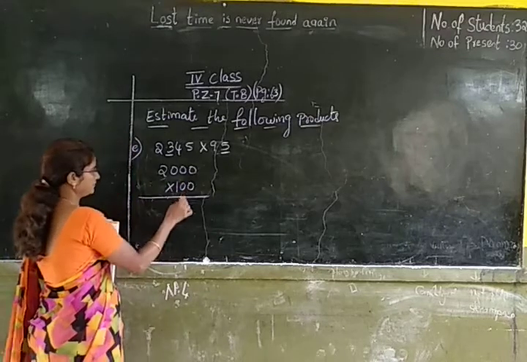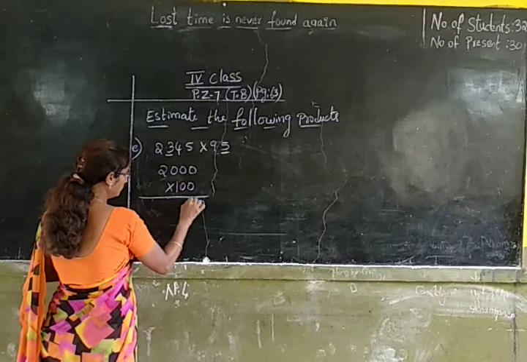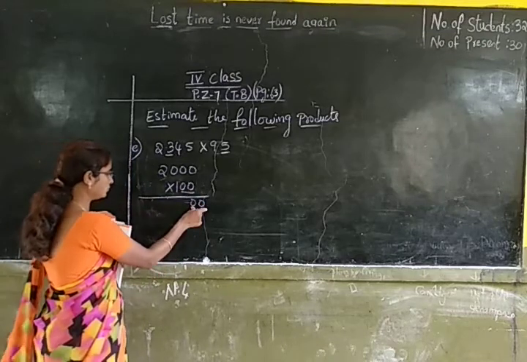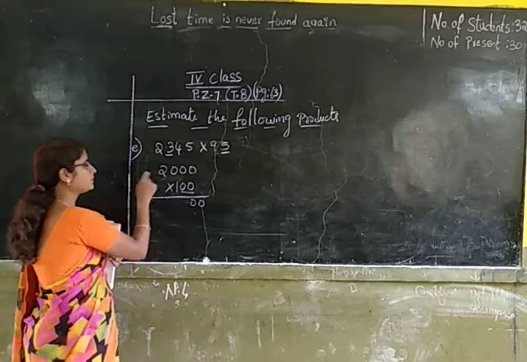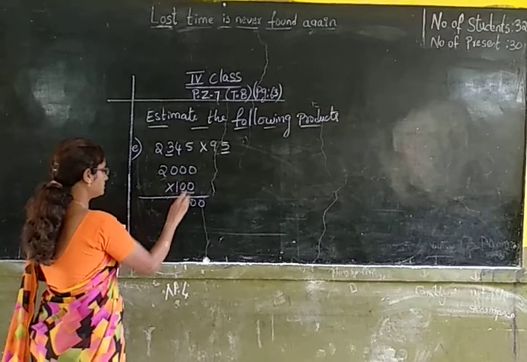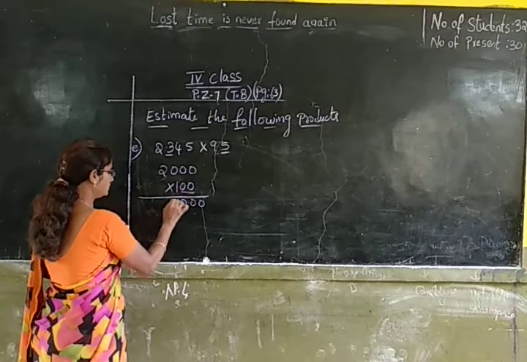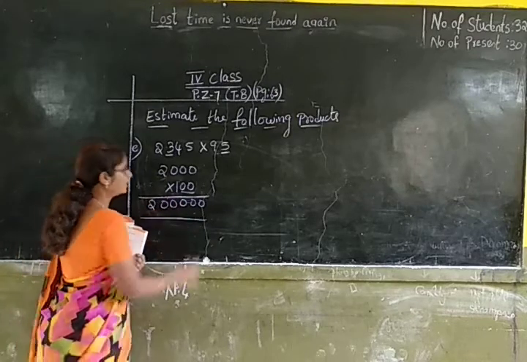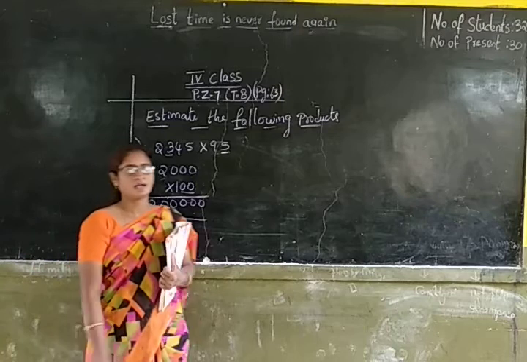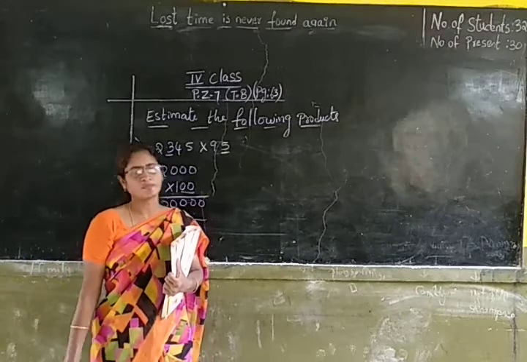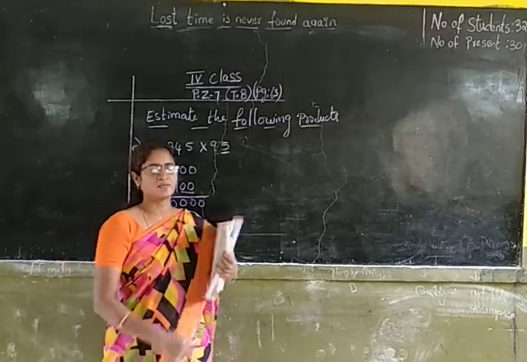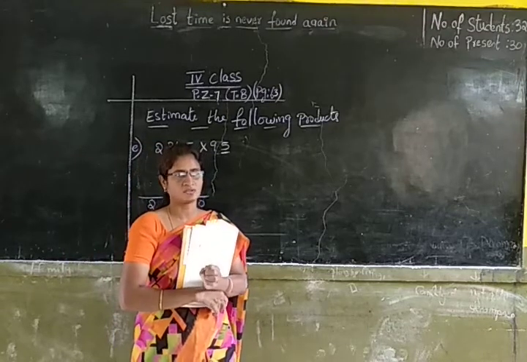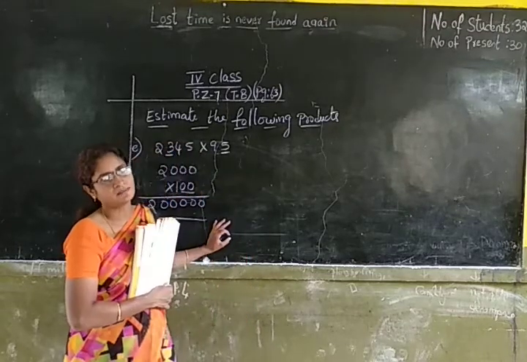So now let us multiply. First we have to write 2 zeros, because 100 is having 2 zeros. Then we have to multiply the whole number with 1. 1 zeros are 0, 1 zeros are 0, 1 zeros are 0, and 1 twos are 2. That is the answer. Did you understand children how to multiply the numbers by estimating the numbers to the nearest tens, hundreds and thousands? This is the way to find out the answer.